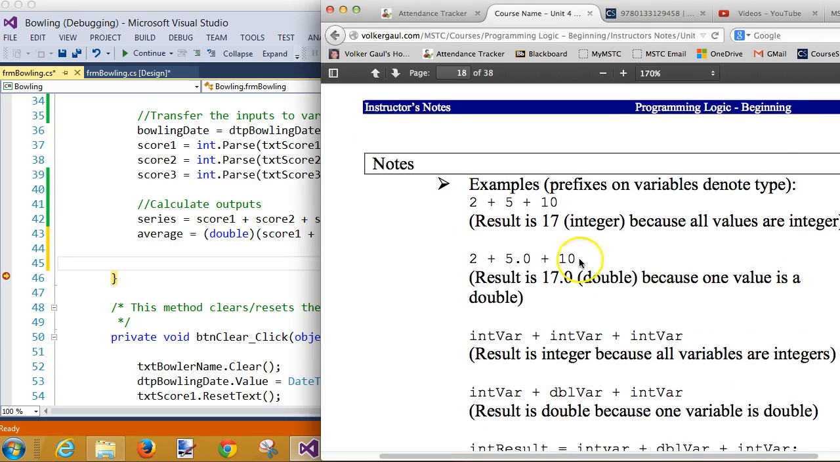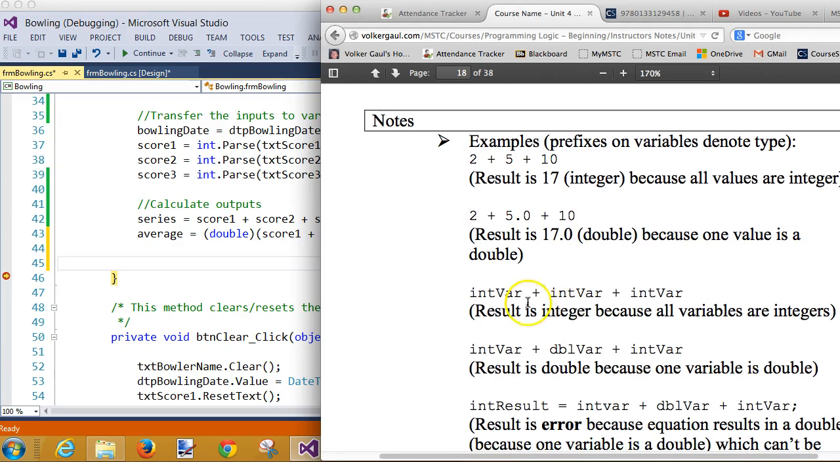Here's some nice little tests here. Examples. If I add 2 plus 5 plus 10, that's 17, but it's a whole number 17. If I add 2 plus 5.0 plus 10, the answer is 17.0 because it's a double, technically. It's still 17 in our brain, but in memory, it's a double.